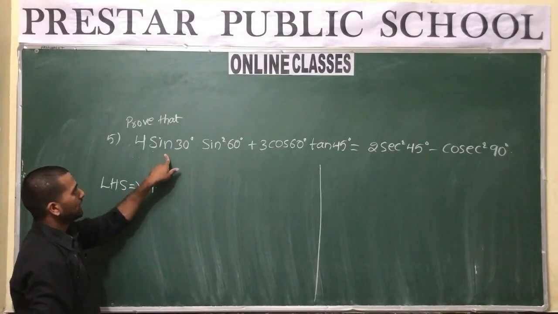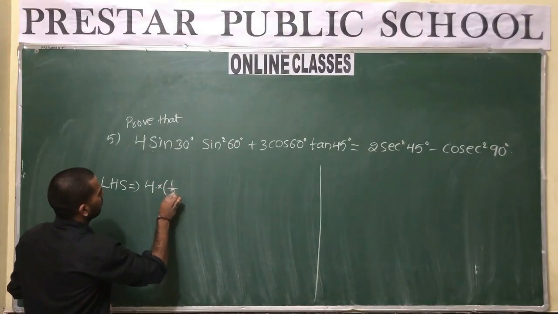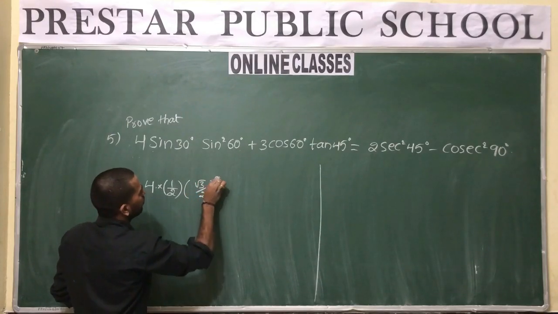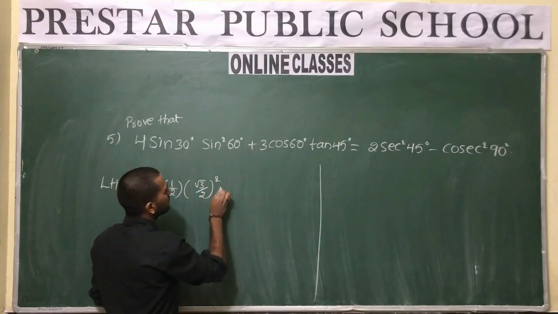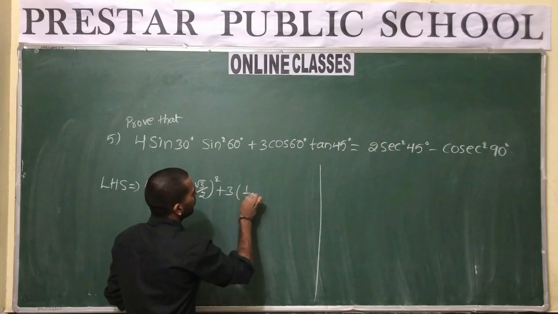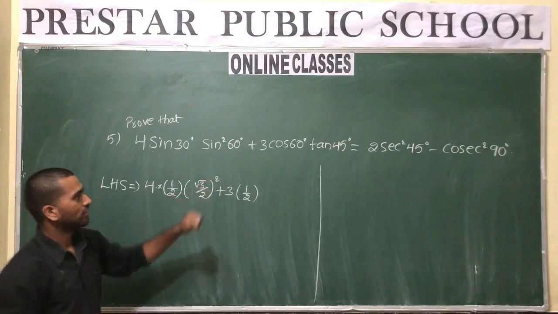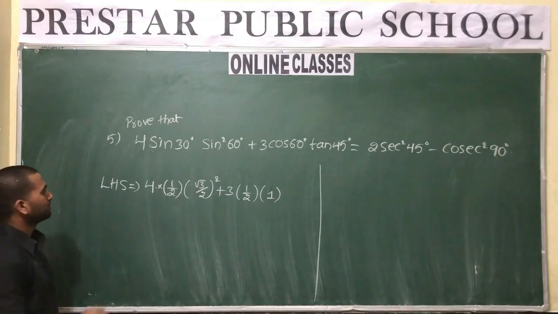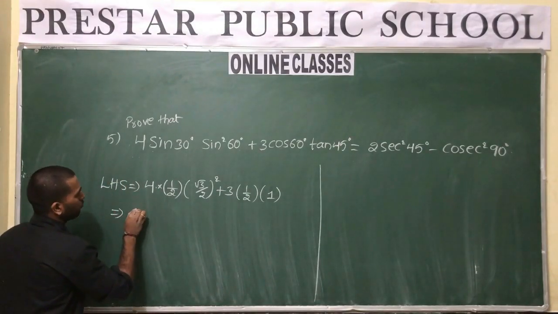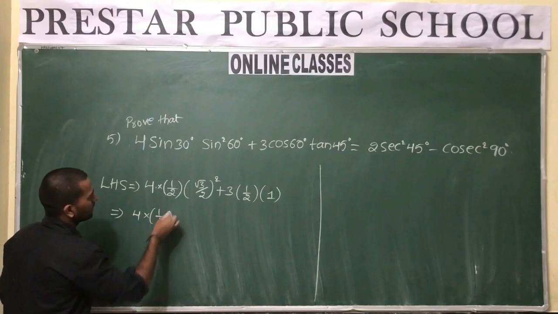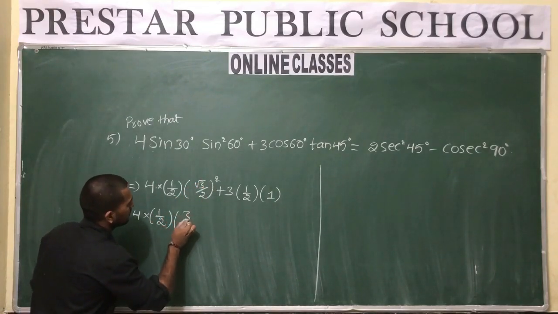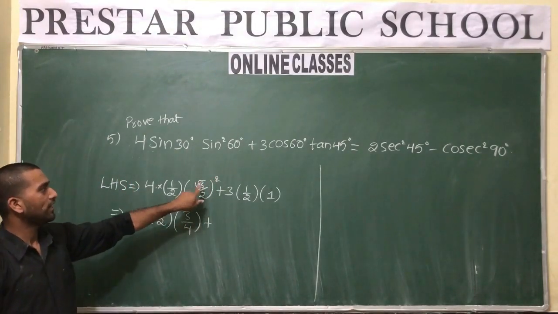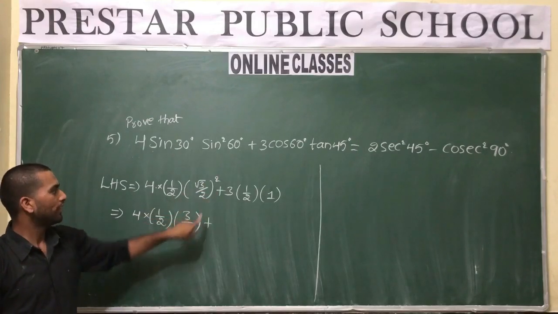4 as it is. Sin 30 value is 1 upon 2. Sin square 60 means sin 60 is root 3 upon 2 whole square. Next, 3 cos 60 is 1 upon 2. Next, tan 45 is just 1. Now 4 into 1 upon 2 as it is, root 3 upon 2 whole square means 3 upon 4. I applied the square inside: root 3 square means 3 and 2 square is 4.